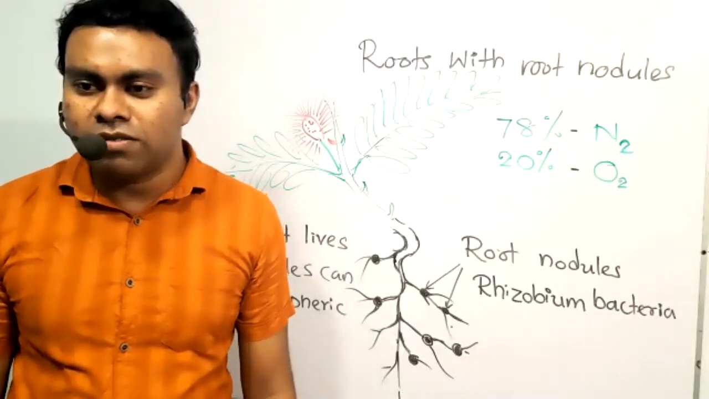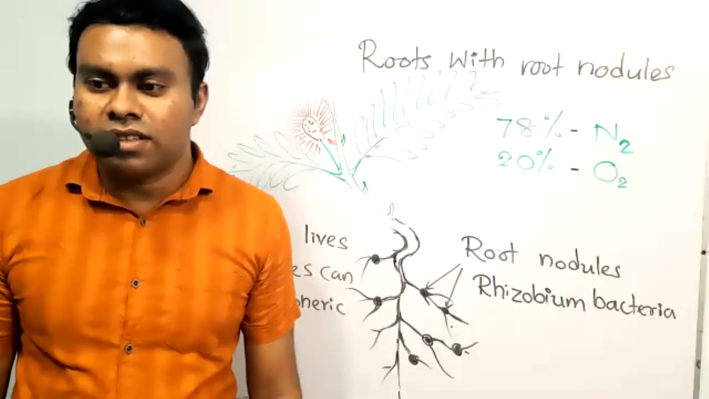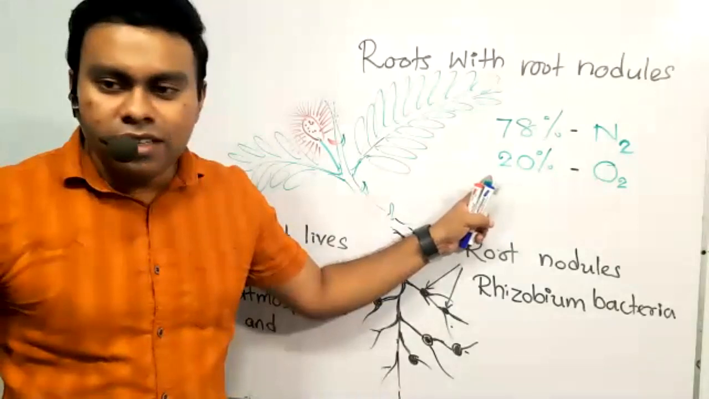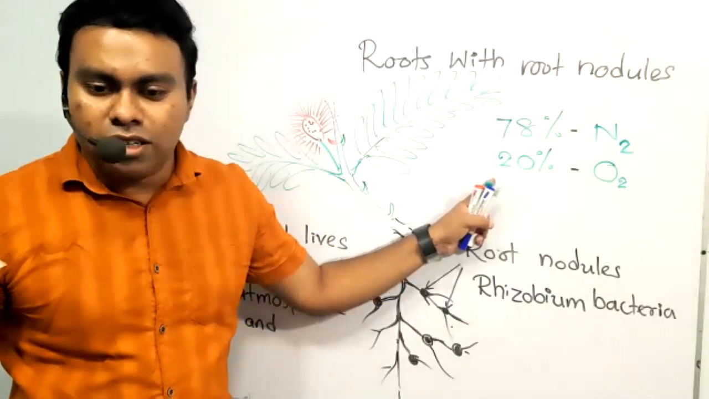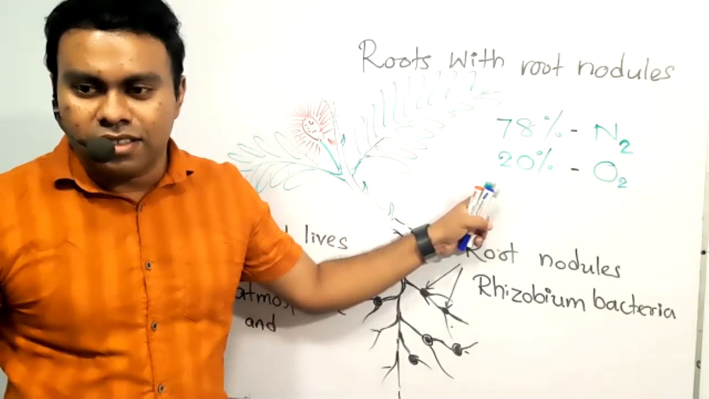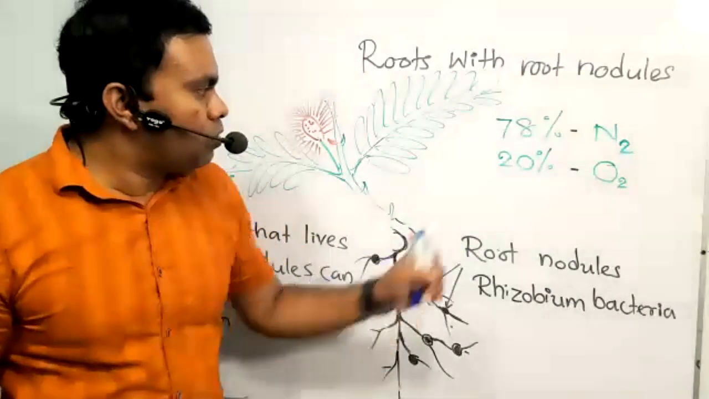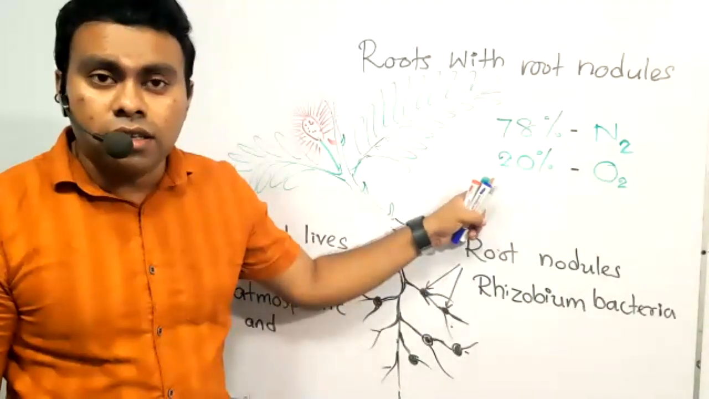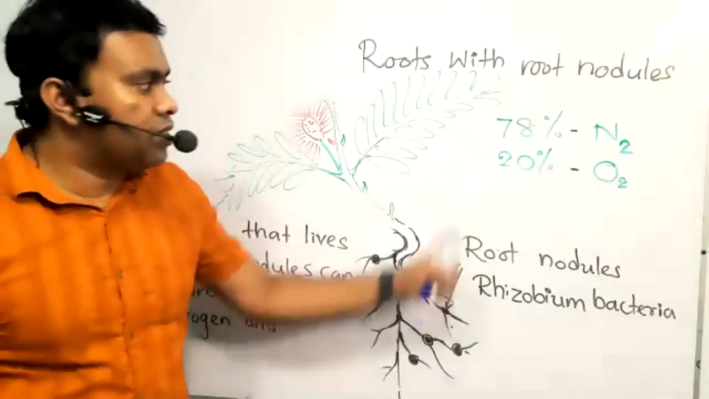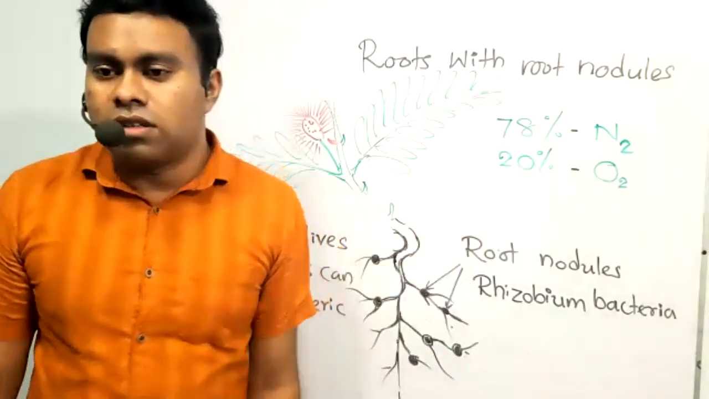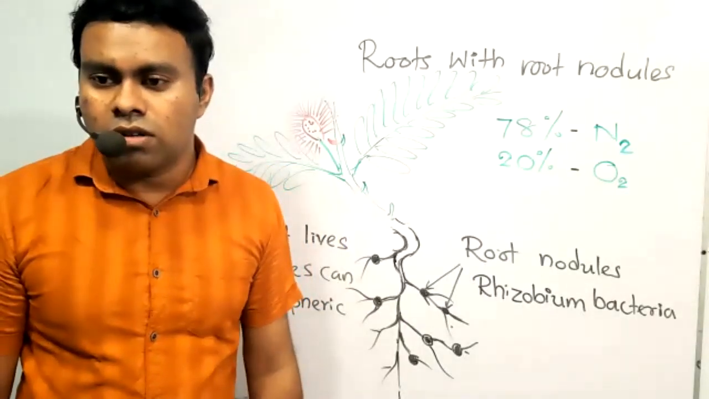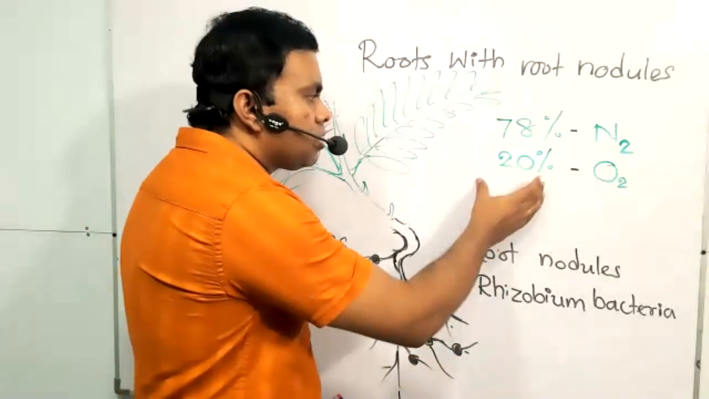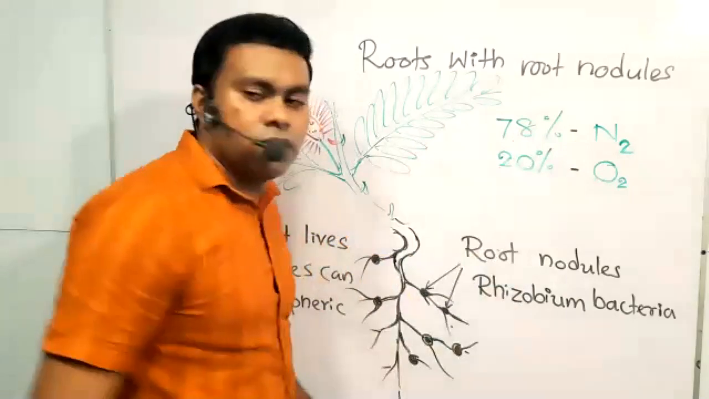Dinuda, can you hear me now? Yes, sir. Okay. When I was explaining, suddenly the network connection disconnected. I also didn't know that. So what's the final thing you could hear when I was explaining? That 78% nitrogen. Did you hear that? Yes, sir. Okay, good. So that's 20% oxygen, 78% nitrogen.